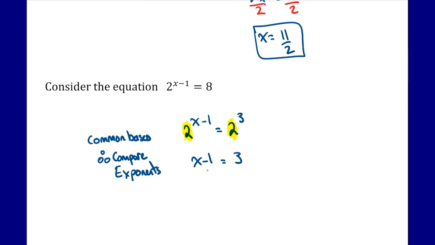Now I can go through and solve this equation. Add 1 to both sides. That cancels out, and we have x is equal to 4. So that means in this equation, x equals 4. Essentially, that's what we're going to be doing when solving these exponential equations. We want to get a common base and then compare exponents.